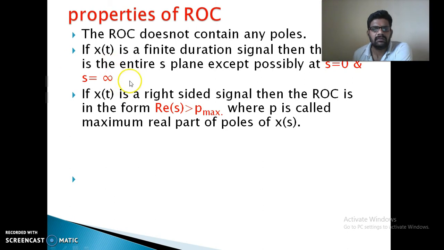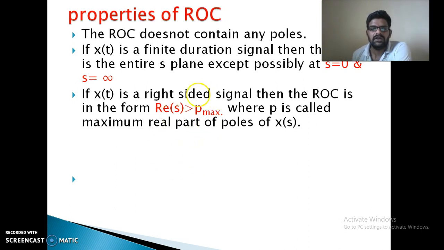So it requires some theory. What is meant by a right-sided signal? Suppose any function is multiplied by the unit step function u of t, then such signals are noted as right-sided signals. For such signals, the ROC is always the right side of the rightmost pole.